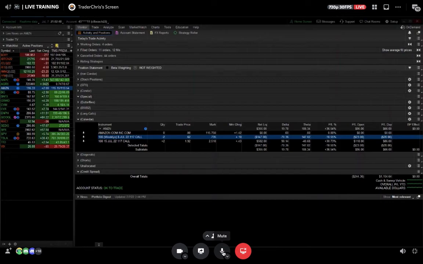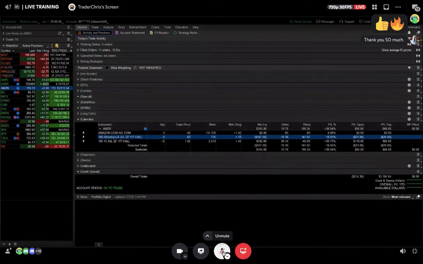Oh, and thanks, Lobo. Chris, Lobo said this is the best explanation of calendar spreads that he's seen. No doubt, 100% true. Okay, thank you all very much.